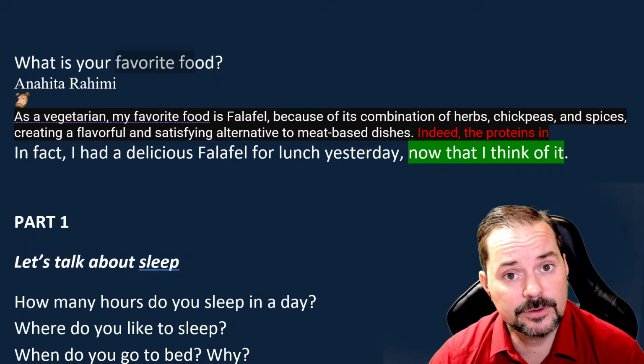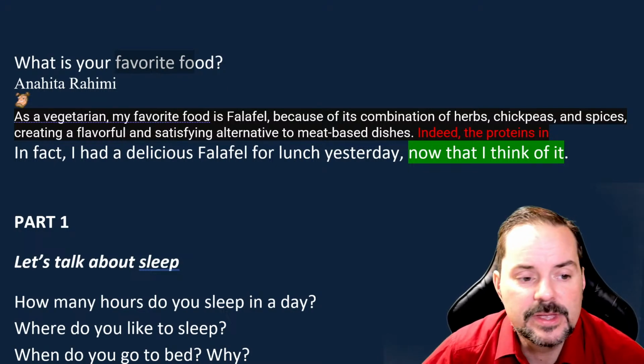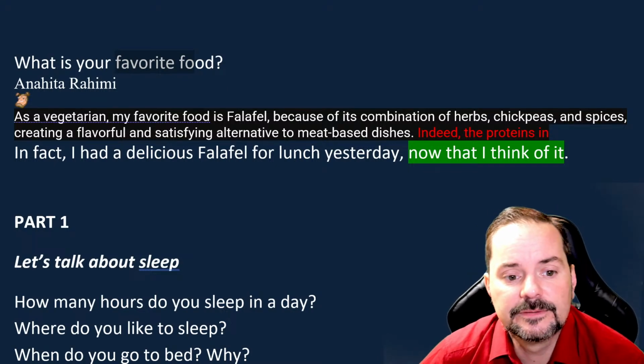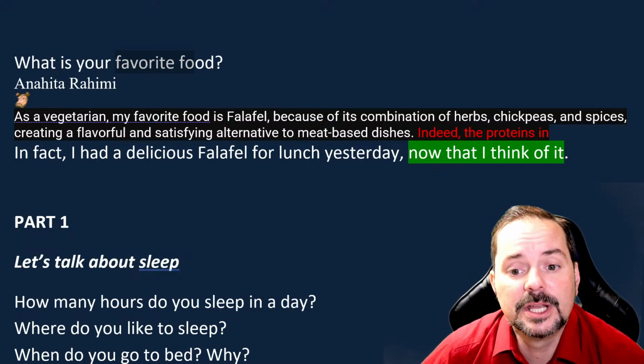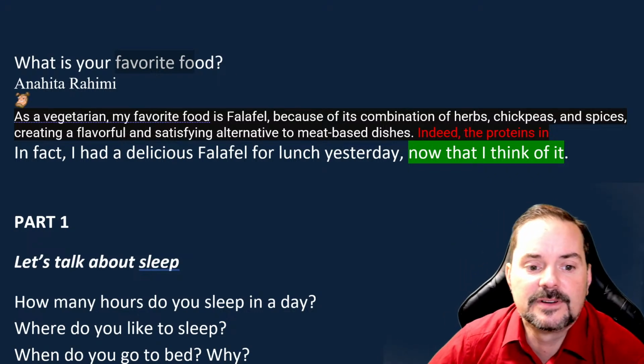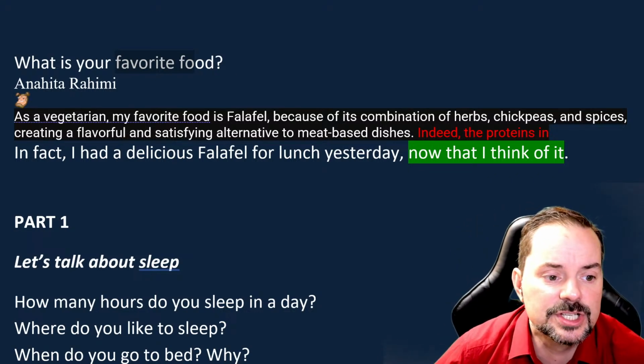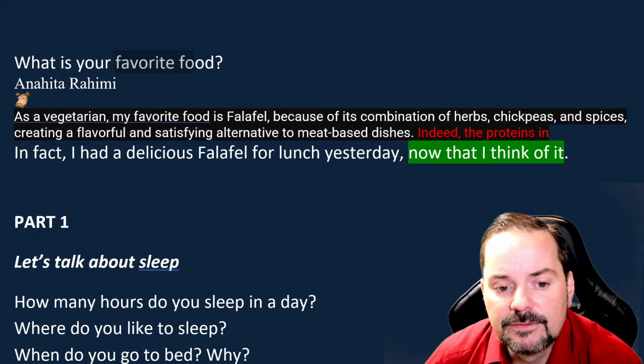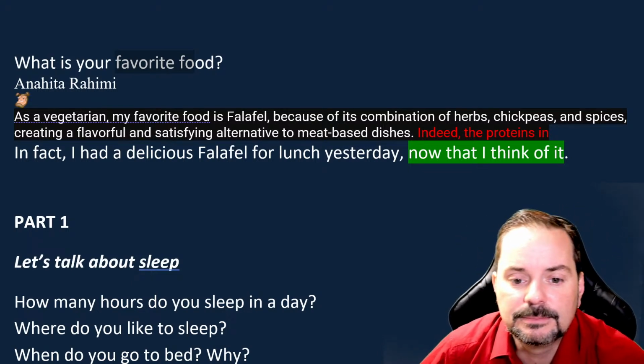What is your favorite food? As a vegetarian, my favorite food is falafel because of its combination of herbs, chickpeas, and spices, creating a flavorful and satisfying alternative to meat-based dishes. In fact, I had a delicious falafel for lunch yesterday, now that I think of it.